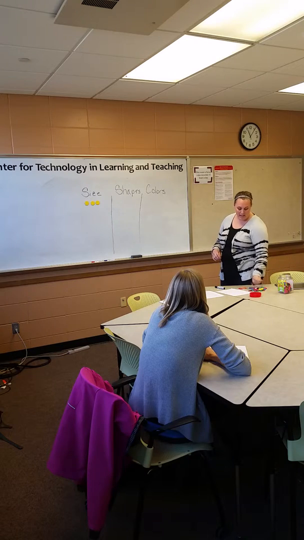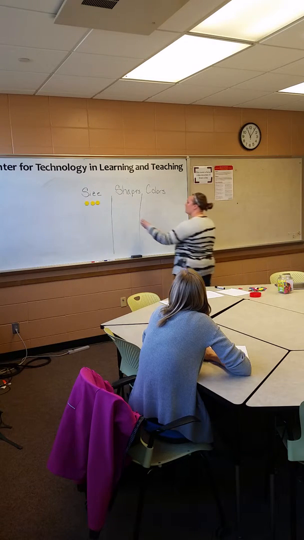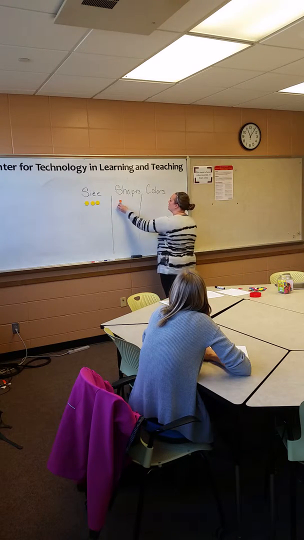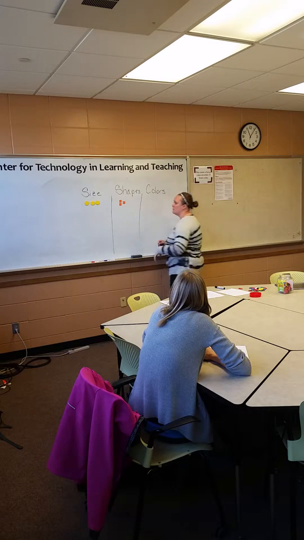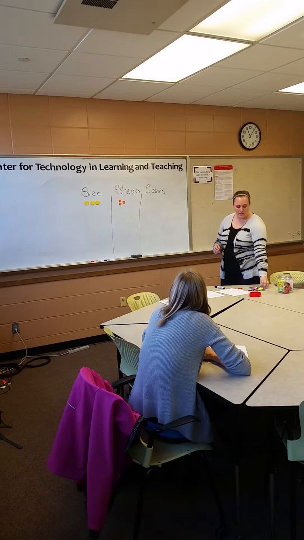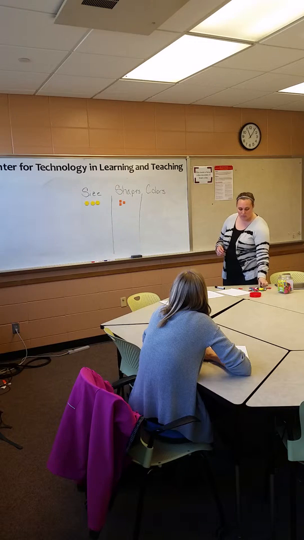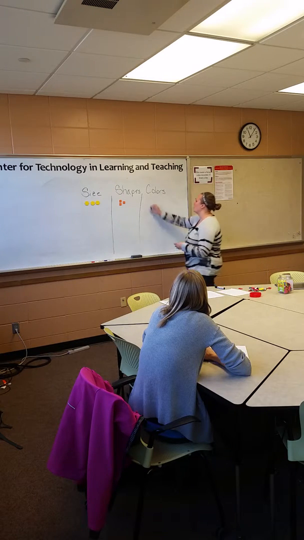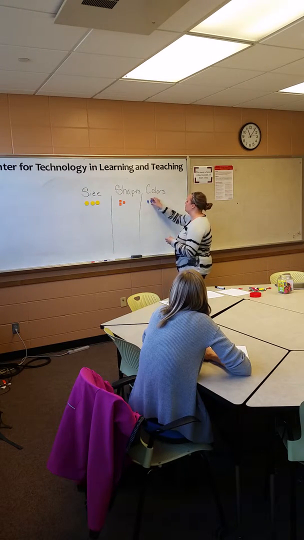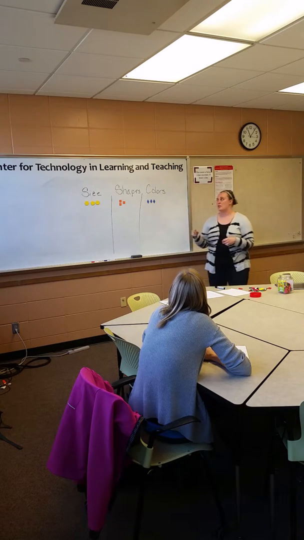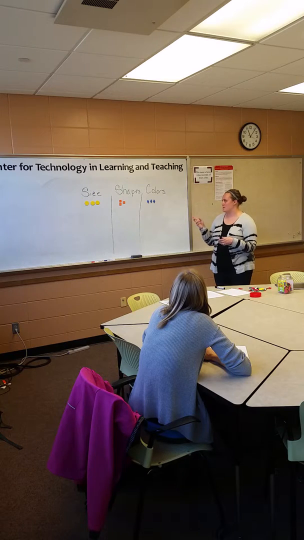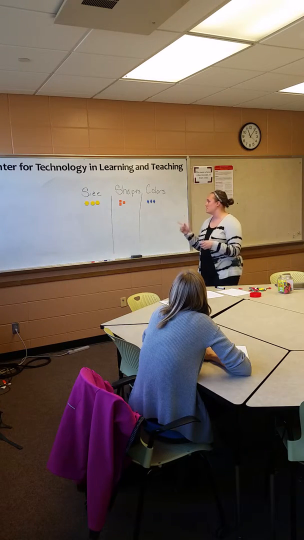For shapes, I have 3 squares, because they're all the same shape. And in the last column, we have color. So we will be using these 3 diamonds, and they're blue. So that would be different ways of sorting. So we have size, shapes, and colors.